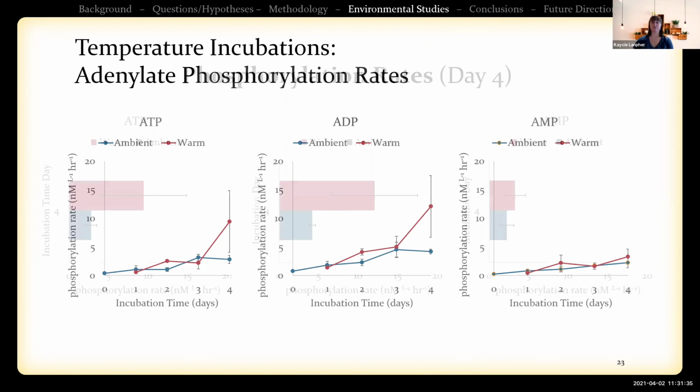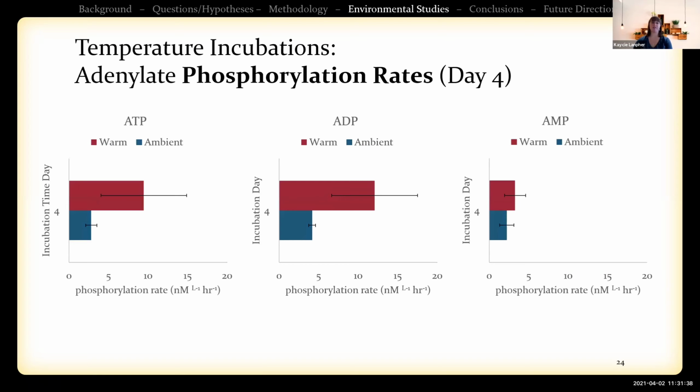And if we zoom in on day 4, where we can really focus on the warm versus the ambient, we can see here that the ambient had a lower rate of creation of ATP than the warm. So the warm was creating a lot more ATP overall, a lot quicker than the ambient, and same for ADP. But there was not a significant change in the growth between the warm and the ambient condition. This tells us that the temperature impact did not necessarily impact the growth in the same way that it did metabolism, which agrees with our hypothesis.